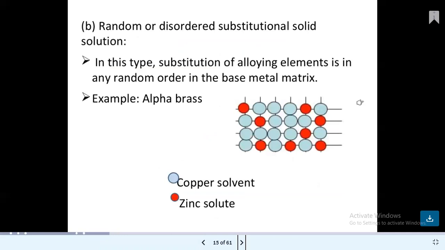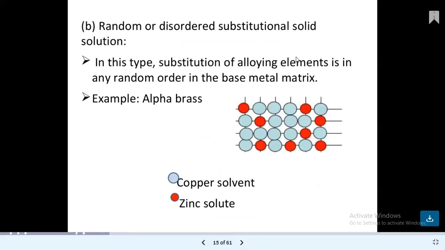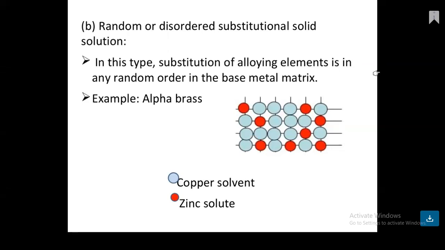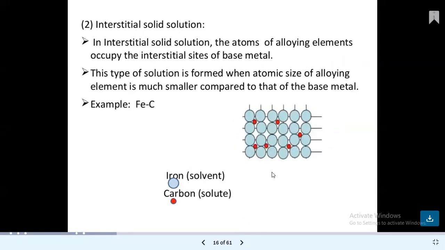Second type is random or disordered substitutional solid solution. In this type, substitution of alloying elements is in any random order in the base metal matrix. Example is alpha brass, where the atoms are randomly present. The white color is copper, the solvent, and zinc is the solute. It occupies these places randomly.